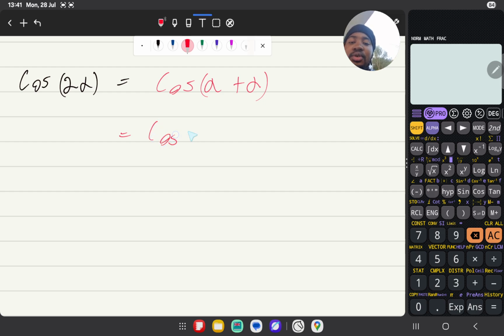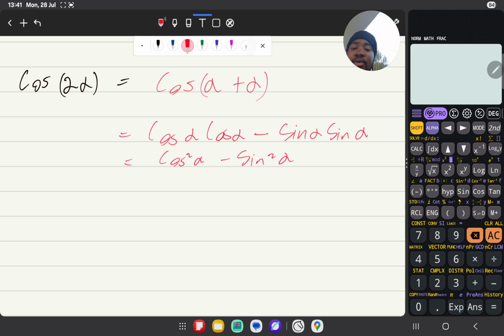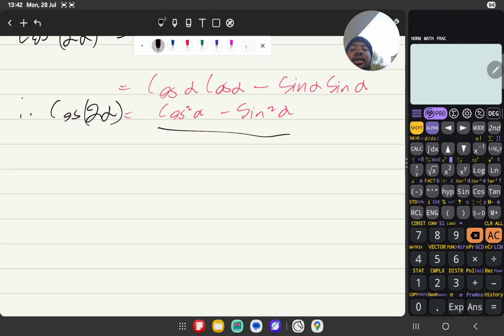And then we know this is cos alpha cos alpha. Then the sine is plus, so we have minus sine alpha sine alpha. Which is saying that you have cos squared alpha minus sine squared alpha, right? Which we can then conclude to say, therefore, cos 2 alpha equals this.